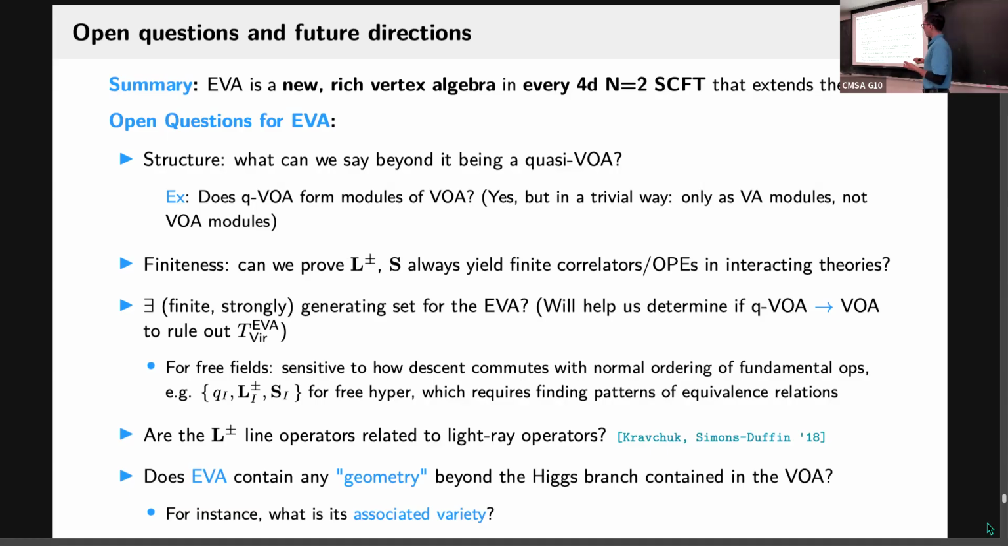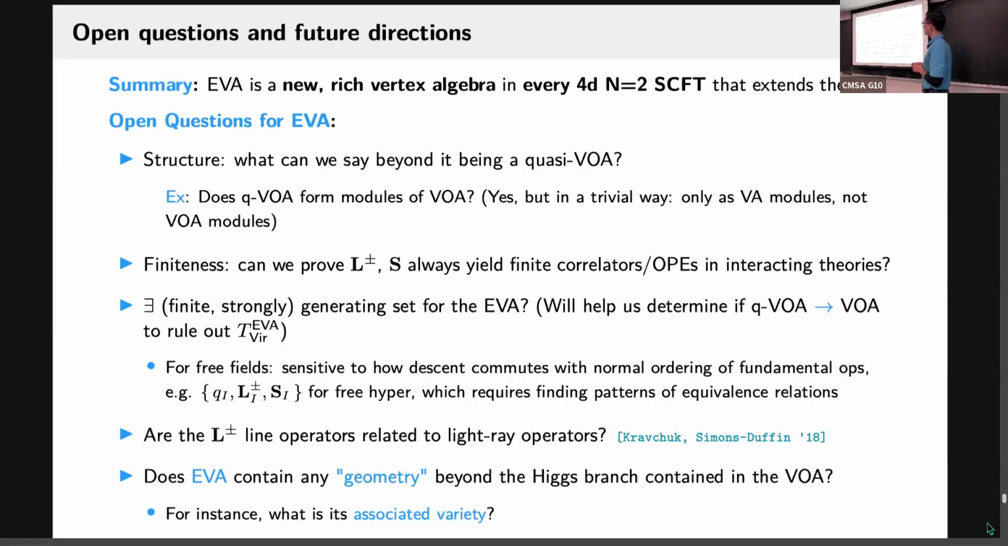In particular, one question you might ask is, can you understand the QVOA as forming some kind of modules of the VOA? And the answer is yes, but as far as we understand the math literature, it's yes in a rather trivial way, because you can view the descent operators as forming vertex algebra modules of the VOA in a canonical way, but they're not VOA modules, meaning they don't respect the fact that the VOA indeed has a conformal element. So we're able to confirm such a statement, but it's not one that is actually shedding any new light on the structural properties of the extended vertex algebra.